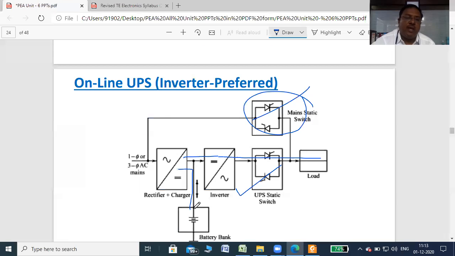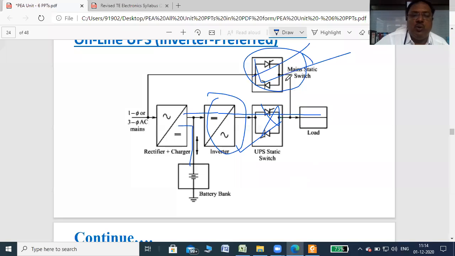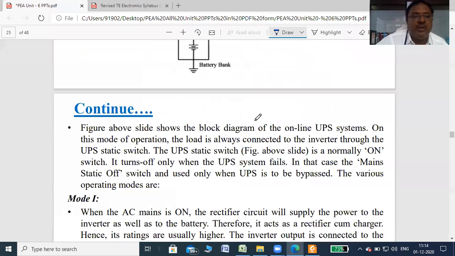Suppose the battery or this particular inverter fails, right? Then these switches automatically turn off and these switches turn on. The turn on time is only 5 milliseconds or less. So this switching from UPS switch to main switch is very fast, right? So this works as an online UPS.